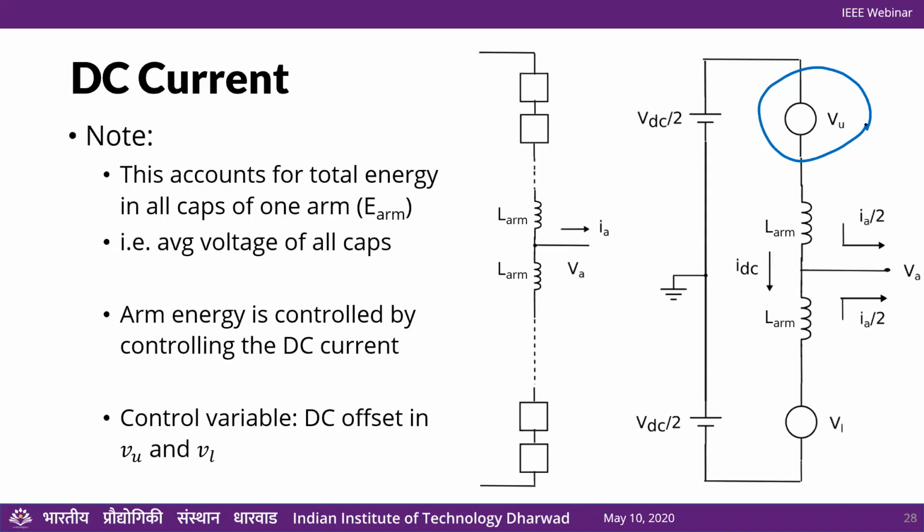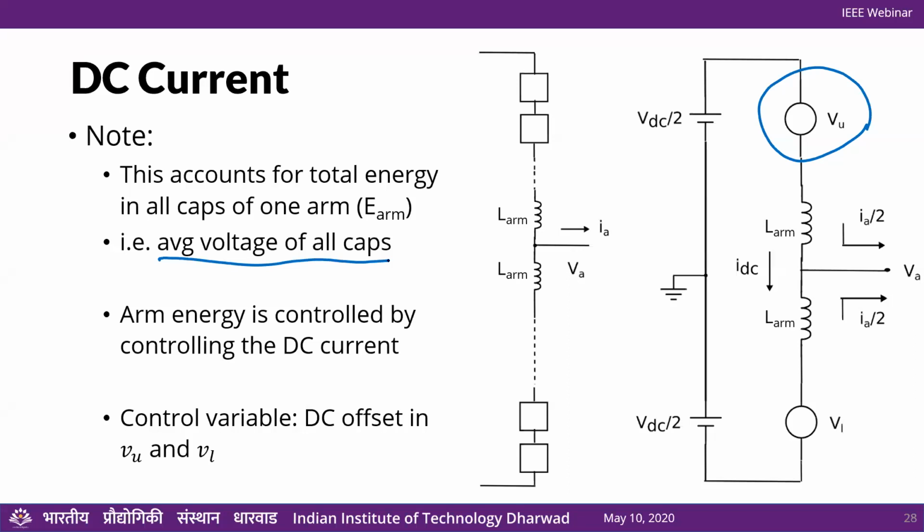The other thing to look at is that the total arm energy is a reflection of the average voltage of all the caps. It has nothing to do with the individual voltages. The individual voltages may still be away from their nominal values, but what we have done is looked at only the average or the total energy in some sense.